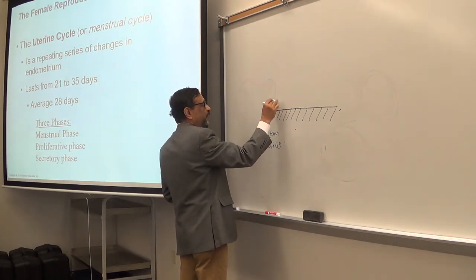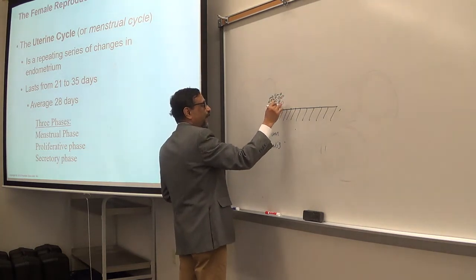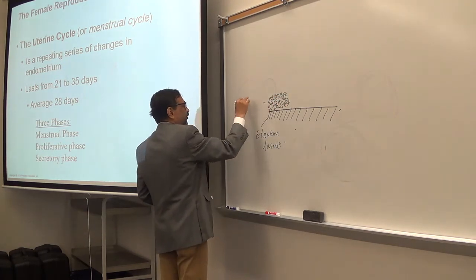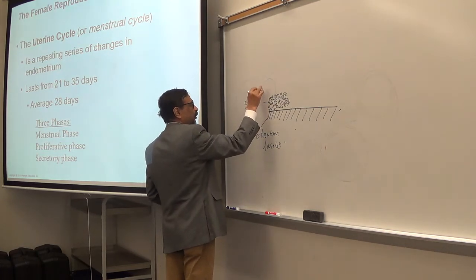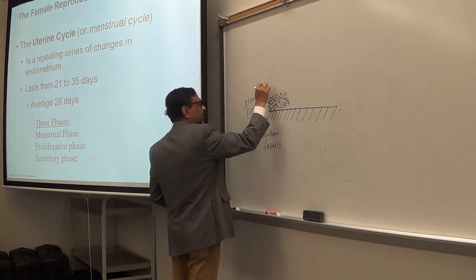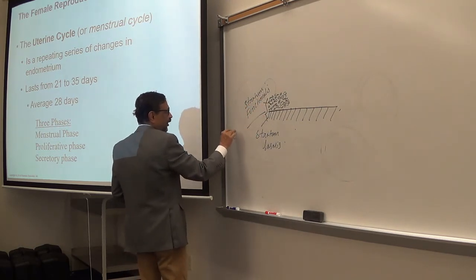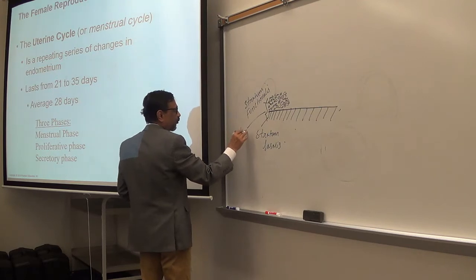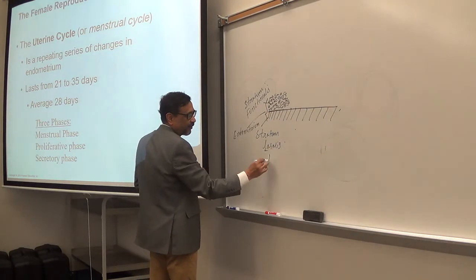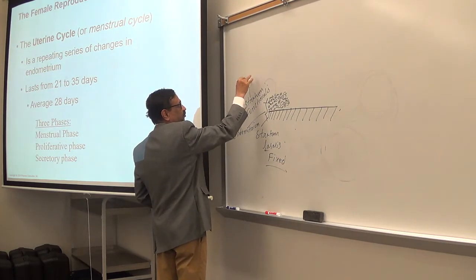Uterus makes a nice soft bed, you must remember. So this is the nice soft bed. This layer of the endometrium is called stratum functionalis. So these 2 together are the endometrium. So the endometrium has 2 layers. This is the fixed one, and this is the one that changes.